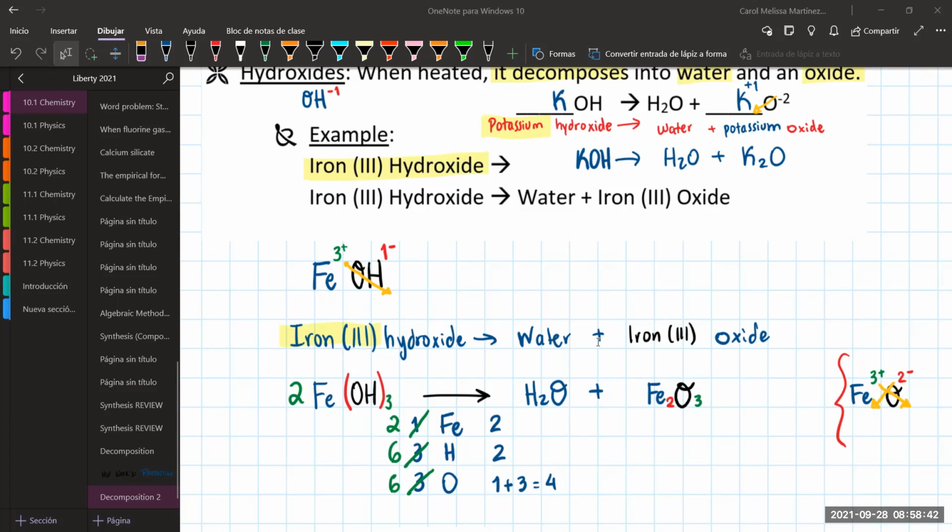I continue with hydrogen. To balance hydrogen, I place 3 in front, so I have 6 hydrogens, and this changes my amount of oxygen. Now I have 3 oxygens on one side and 3 oxygens on the other side, but in total I have 6 oxygens, and because all the numbers match reactants and products, now I say that my equation is balanced.